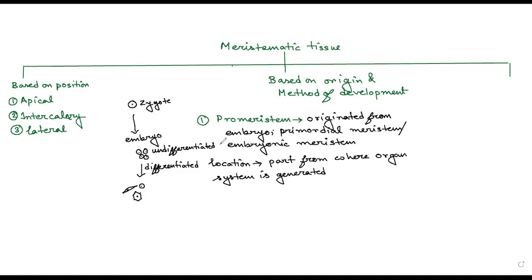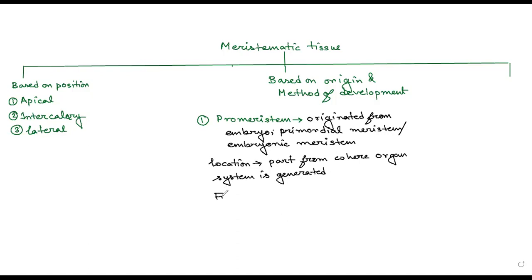Okay, so at the initial stage of embryo development in the plant, this promeristem will be there. So this promeristem will give rise to primary meristem. It is present at the part where organ system is generated, where differentiation is there. What is the function of this promeristem? Promeristem is generating primary meristem.